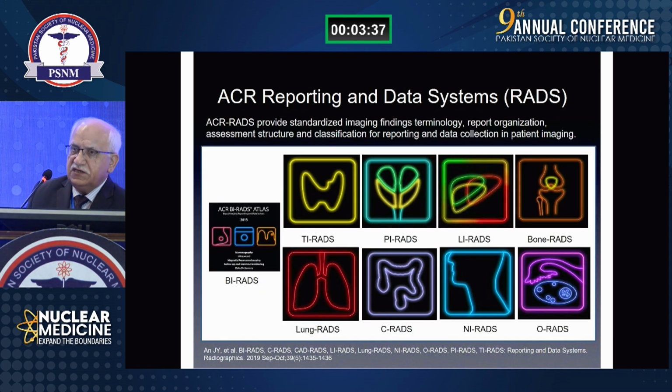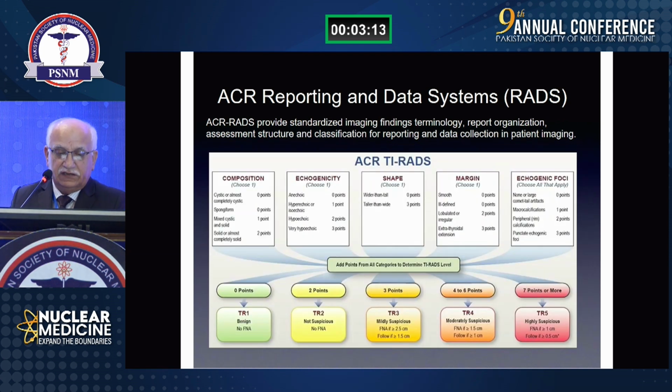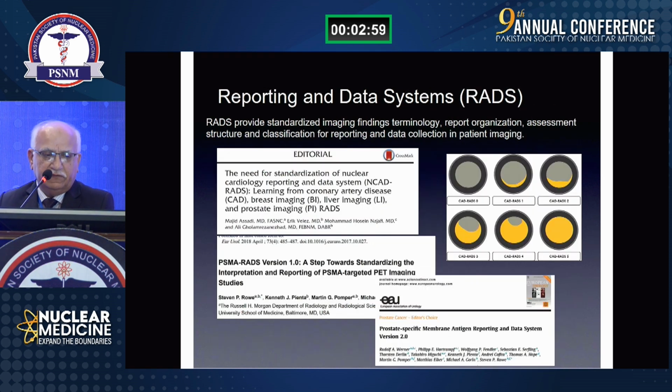Now, the ACR has adopted a system which is based on a lexicon. A lexicon is basically the standard terms, and they have provided so far nine RADS systems. These provide standard imaging findings, terminology, report organization, assessment structure and classification for reporting and data collection in patient imaging. Say, for example, if you go to ACR TI-RADS, you can see we can grade it, and by giving out a simple single word, the clinician can understand what the stage is and what to do with it. The same thing can be done in nuclear medicine also.